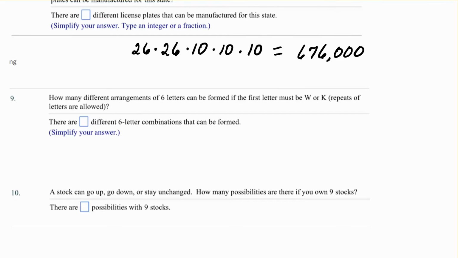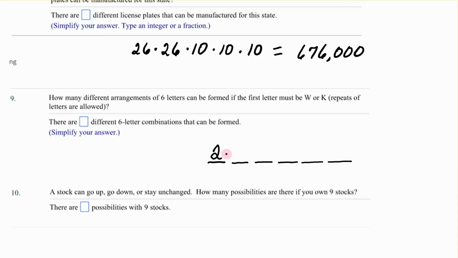Number 9, how many different arrangements of 6 letters can be formed if the first letter must be W or K and repeats are allowed? All right, there are 6 letters, so maybe 1, 2, 3, 4, 5, 6. The first letter has to be a W or a K. That means there are only 2 choices for that one.